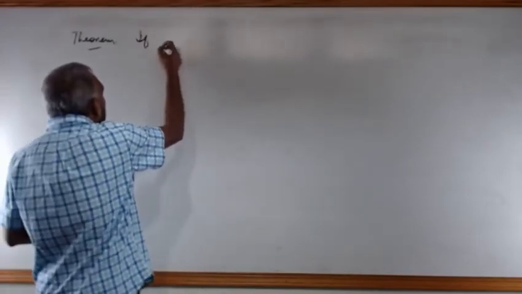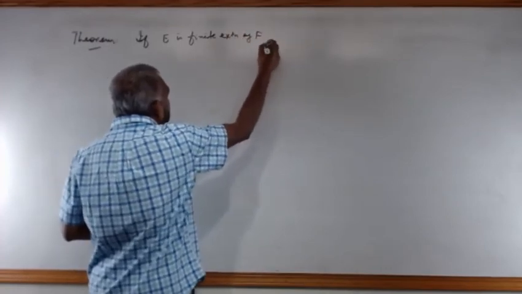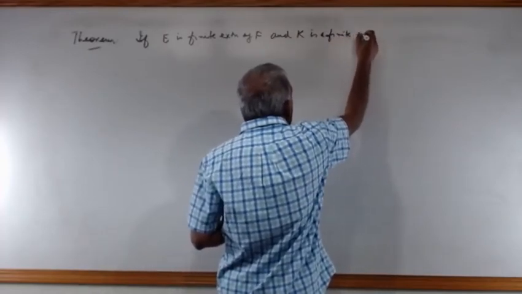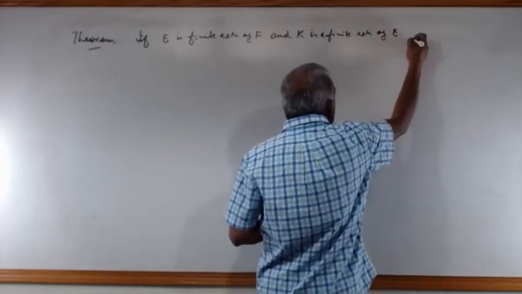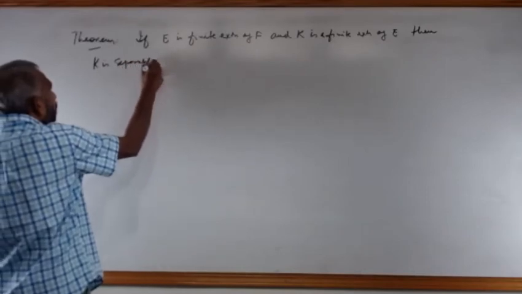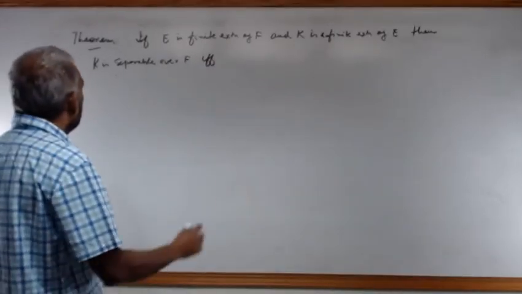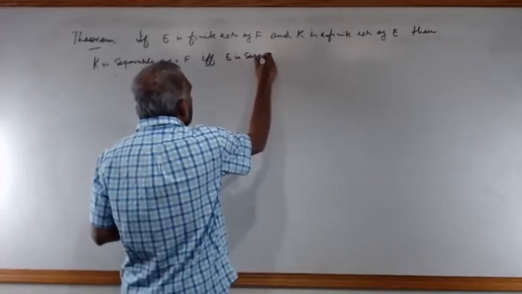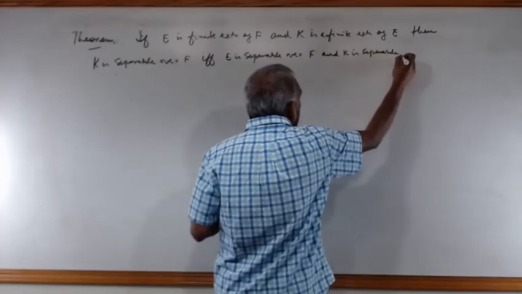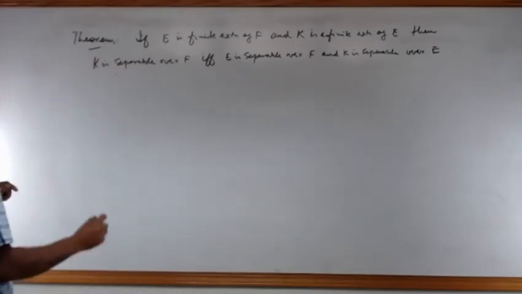If E is a finite extension of F and K is a finite extension of E, then K is separable over F if and only if E is separable over F and K is separable over E.